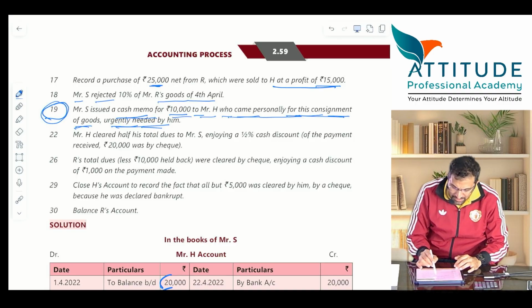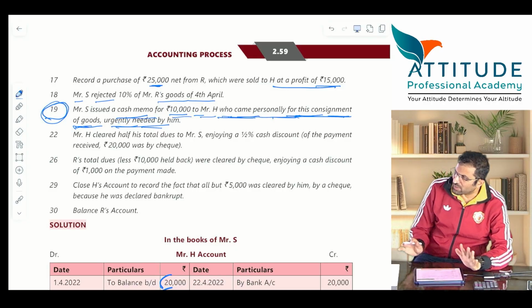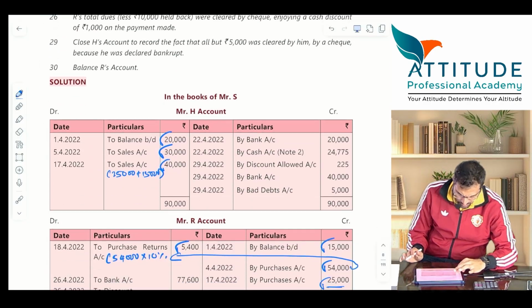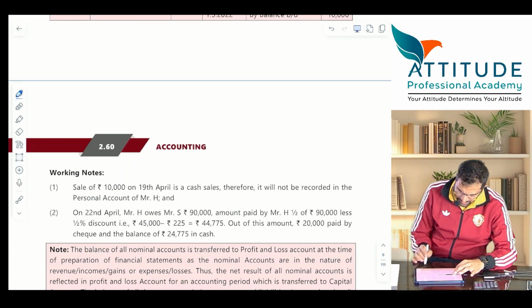And this also, he came personally for his consignment of goods. Consignment I'll tell you later on. But a cash memo has been given, the goods sale has not happened. Is any entry given? No, no entry comes. So you have to write a note. Look at what is given here.